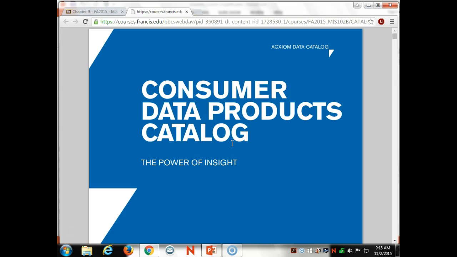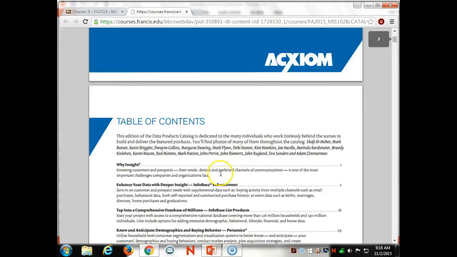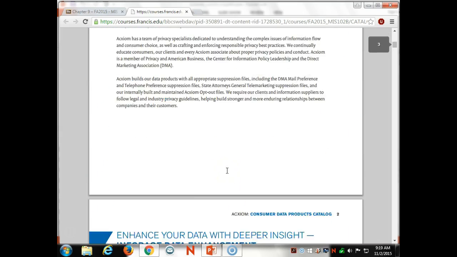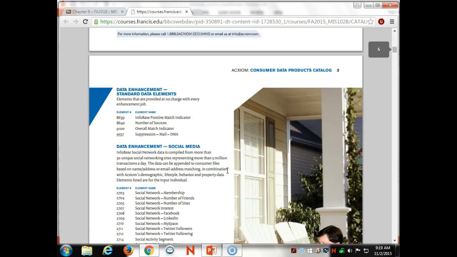Not necessarily their consumers, but they are what we call a data supplier. They go out and buy data from people that create data or that gather data, and then they resell it. Okay, they resell it to people of interest that are interested in it. So I want to show you the type of data that you can buy.